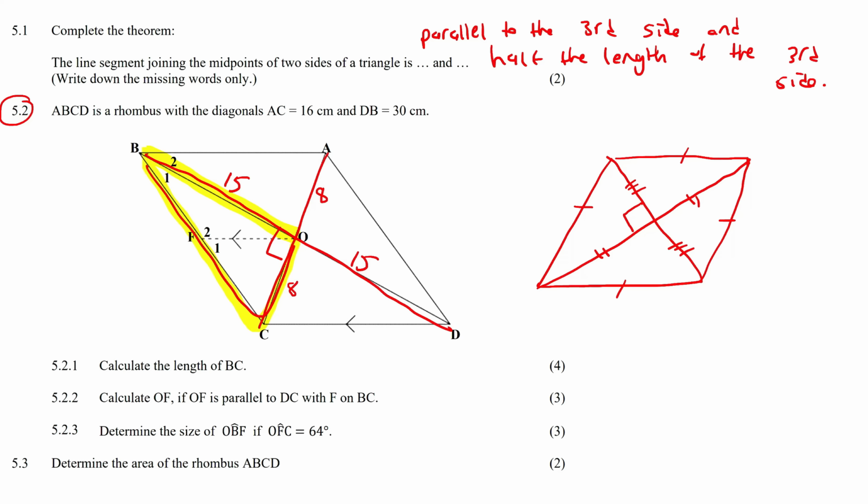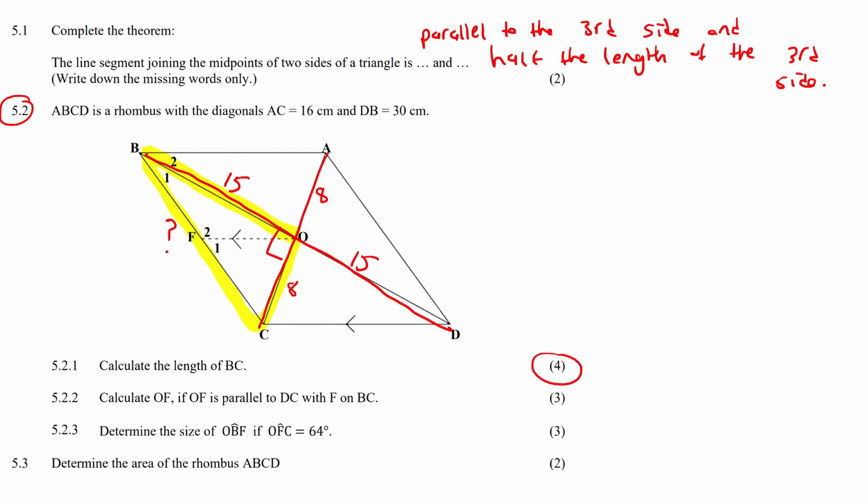So in this triangle, I can now use Pythagoras, because I have this and I have this, and it's a right angled triangle, so I could find that. That's the idea, but now we've got to go write it down properly for 4 marks. Okay, so what did we say?